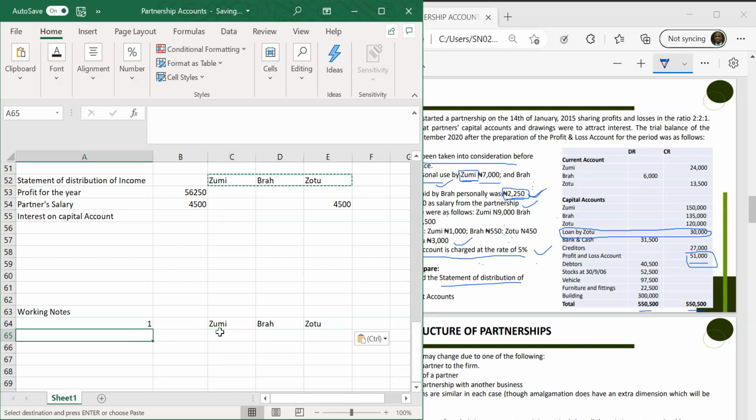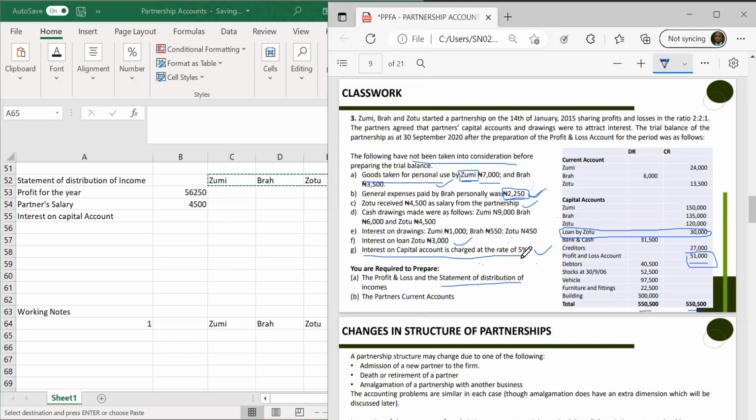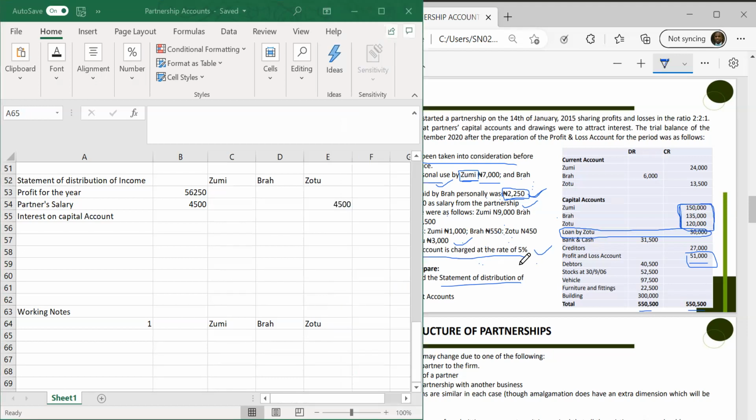What are their capital accounts? See their capital accounts there: Zumi, Bra, and Zotu. Can you see it here from the trial balance? Can you see where I'm circling on the trial balance? Yes, sir. How much interest are we paying on each one of them? So let's write it out. 150,000, 135,000, 120,000. We are charging them at the rate of 5%.